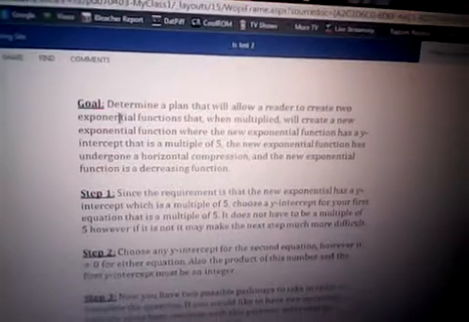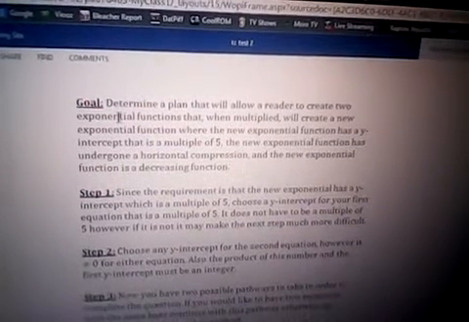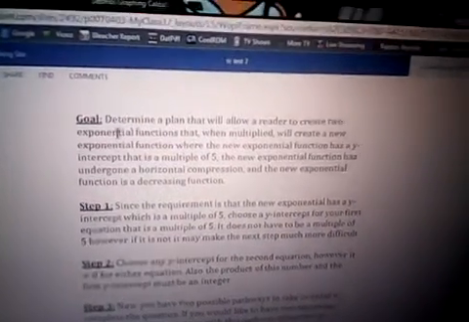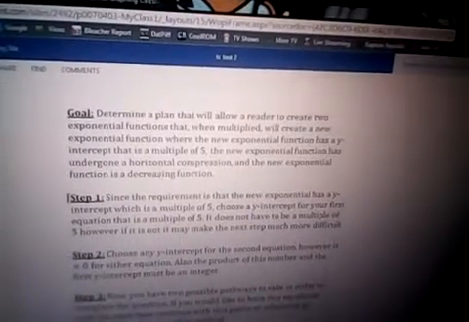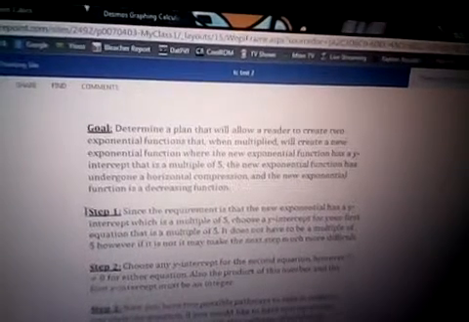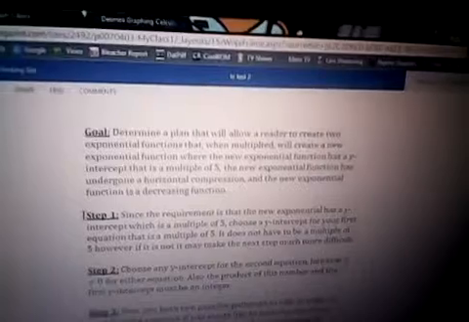Okay, so our goal states that we have to determine a plan that will allow a reader to create two exponential functions that, once they're multiplied, will create a new function where it'll have a y-intercept that's a multiple of 5. It has undergone a horizontal compression and it's a decreasing function, so it's showing a decay. So I've gone ahead and already came up with functions.